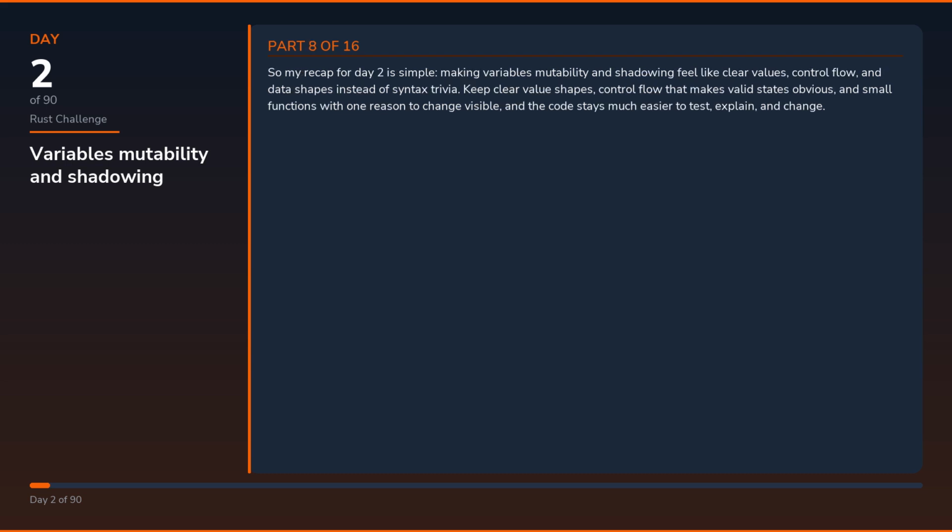So my recap for day 2 is simple: making variables, mutability, and shadowing feel like clear values, control flow, and data shapes instead of syntax trivia. Keep clear value shapes, control flow that makes valid states obvious, and small functions with one reason to change visible, and the code stays much easier to test, explain, and change.